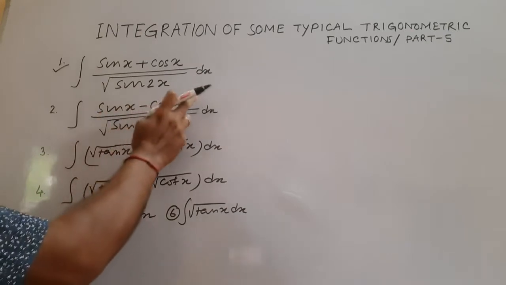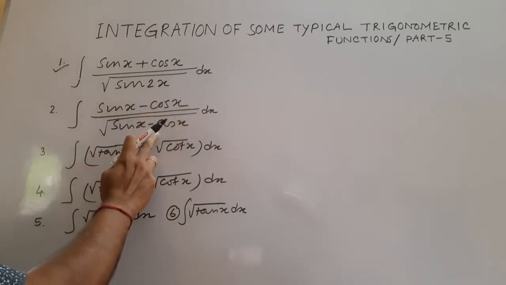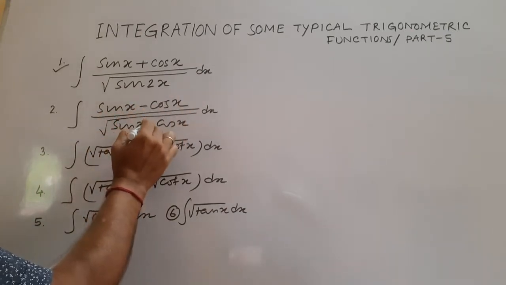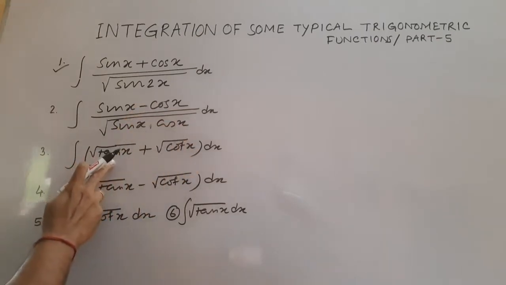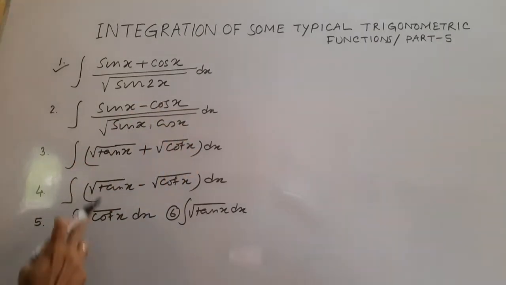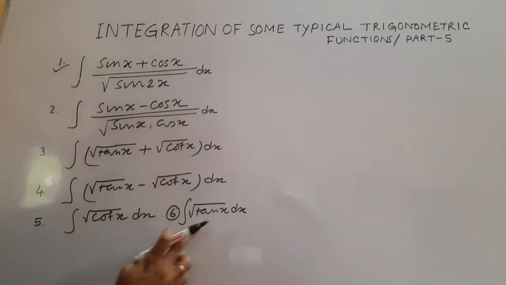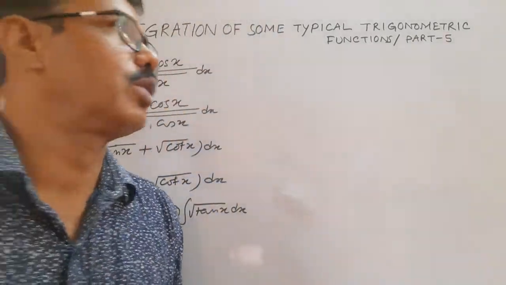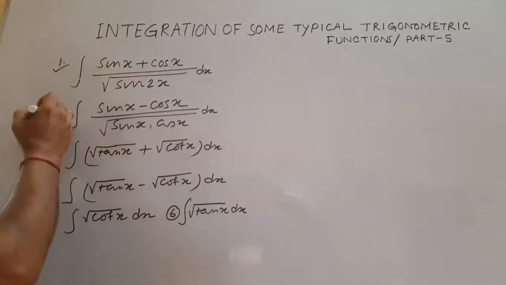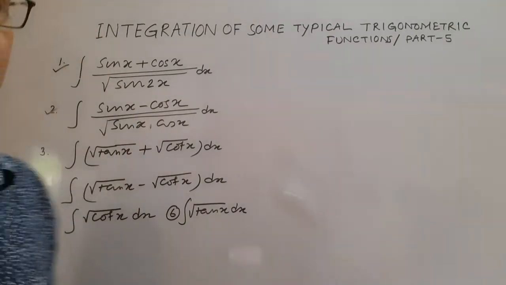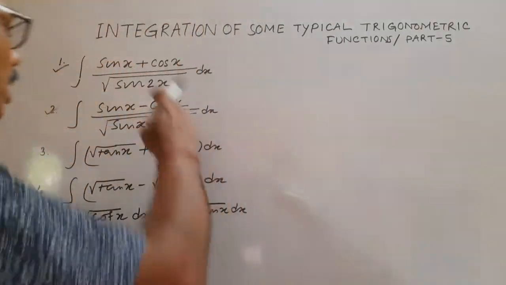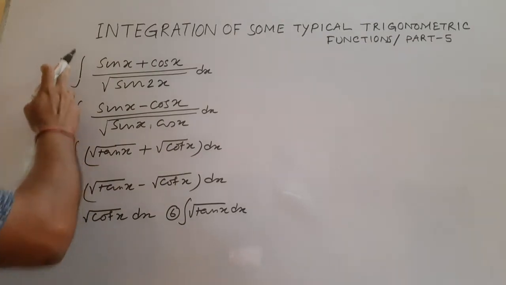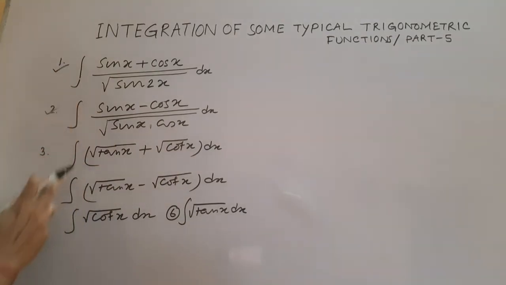Problem 2: integral of (sin x minus cos x) over root over sin x into cos x dx. Then, root over tan x plus root over cot x, root over tan x minus root over cot x, root over cot x and root over tan x. So, only 1 and 2. If you solve 1 and 2, then these are special cases of 1 and 2.